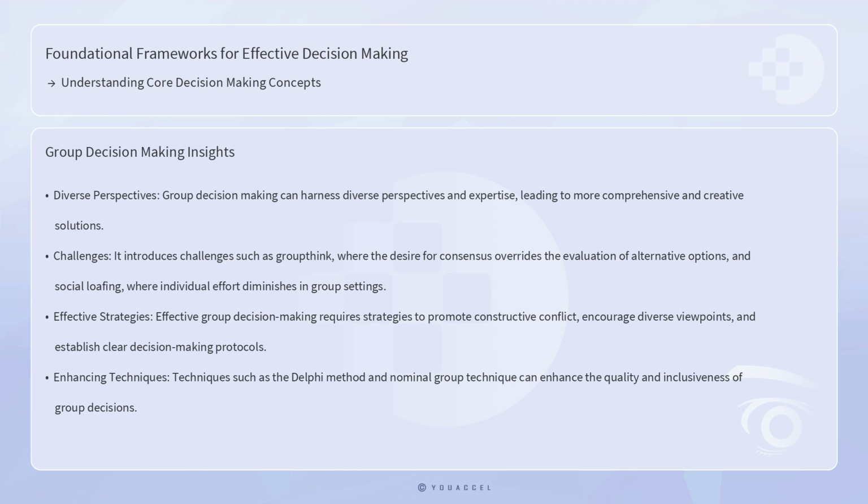Effective group decision-making requires strategies to promote constructive conflict, encourage diverse viewpoints, and establish clear decision-making protocols. Techniques such as the Delphi method, which involves iterative rounds of anonymous feedback from experts, and nominal group technique, which combines individual brainstorming with group discussion, can enhance the quality and inclusiveness of group decisions. By leveraging the strengths of group decision-making while addressing its pitfalls, organizations can improve decision outcomes and foster collaborative environments.